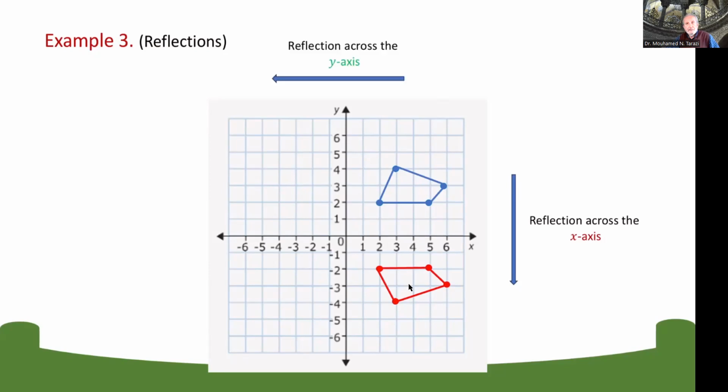Now, what's the reflection across the y-axis? Now we're going this way. Again, the same thing. 1, 2, 1, 2. This 1, 2, 3, 4, 5. This is 6. See, that's 6. It becomes minus 6. This one here is 3. It becomes minus 3. You join them, you're done.